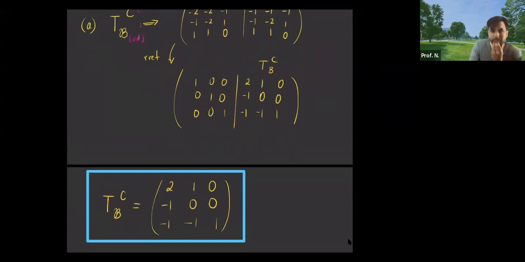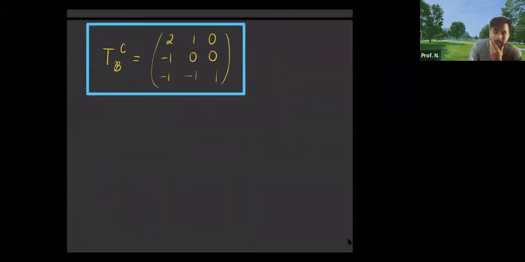Okay. Now part B asks for the transition matrix in the opposite order. If I want to go from C to B. But remember, these transition matrices should be inverses of one another, right? So if I go from B to C and then from C to B, I should go back to the original. So they should be inverses of one another.